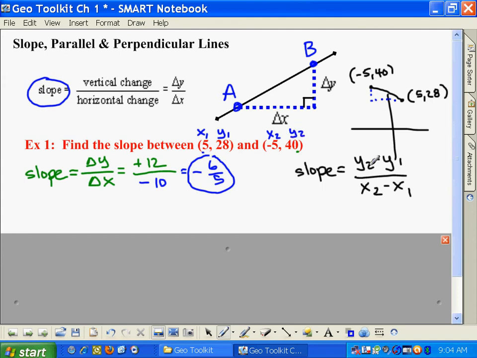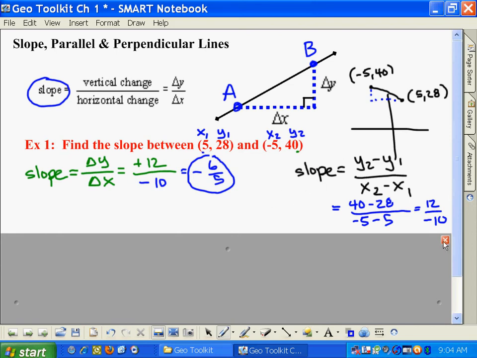So according to the formula, what we would do is we would take the second y, which is 40, and subtract 28. So we would take 40 minus 28, and the second x is negative 5, and the first x is 5, so we could say minus 5, so we'd wind up with 12 over negative 10, and that's the same as what we see here, just the negatives in a different spot here, so it ends up getting the exact same answer. So you can either do it this more informal way, or you can do it with the formula.